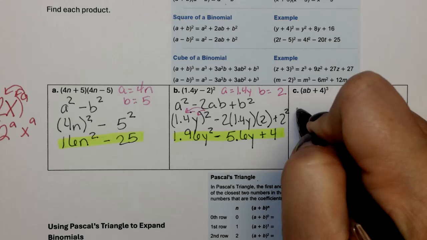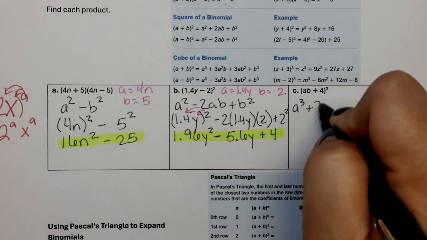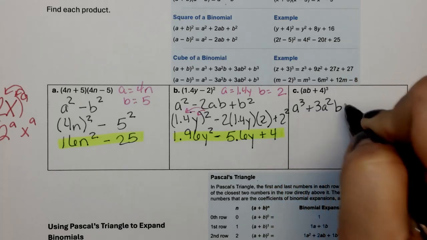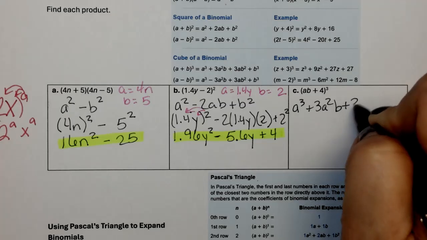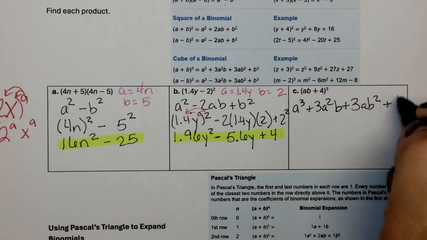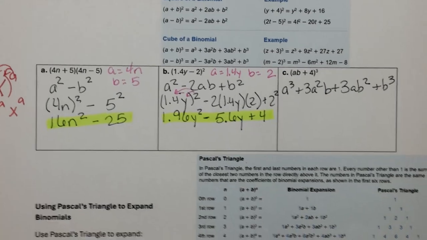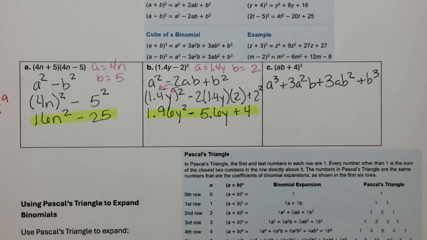So we're going to say a cubed plus 3a squared b plus 3ab squared plus b cubed. Hopefully Miss Gill can fit all of her stuff in here, but we shall see.